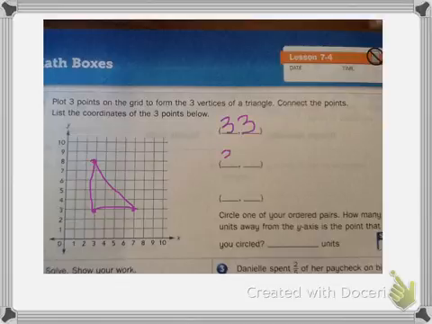My second is 3, 8. And my last is 7, 3. Again, you list your x first, and then you list your y. So then it says circle one of your ordered pairs. I'm going to circle this one. And it wants to know how far or how many units away from the y-axis the point is. So here's the y-axis, and it is 7 units away.